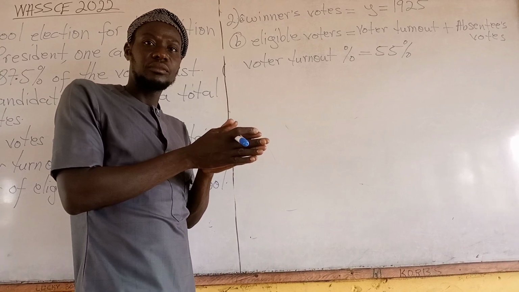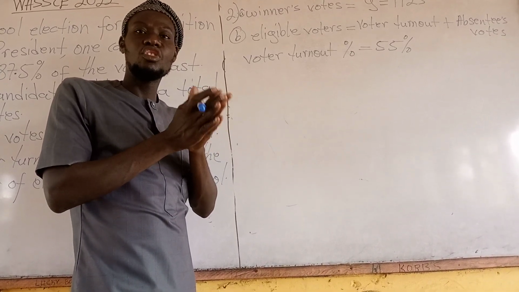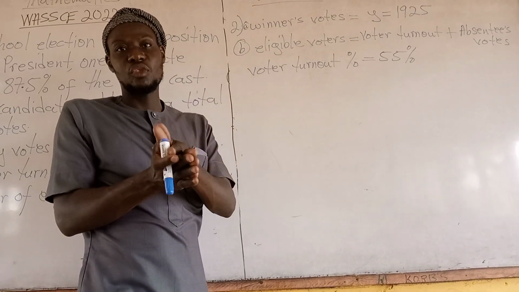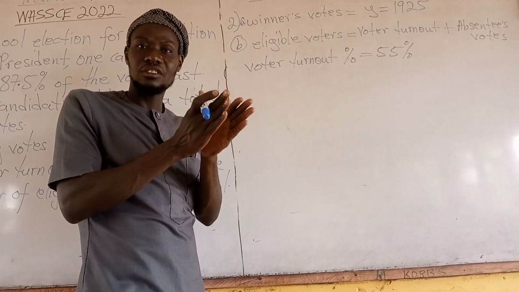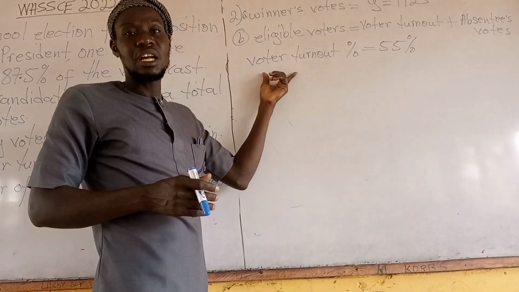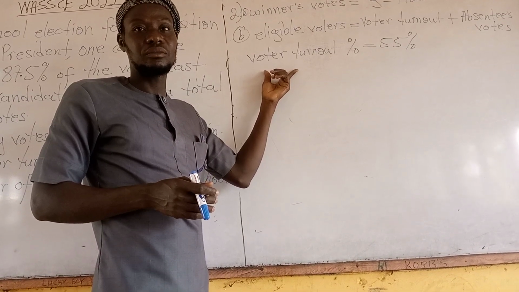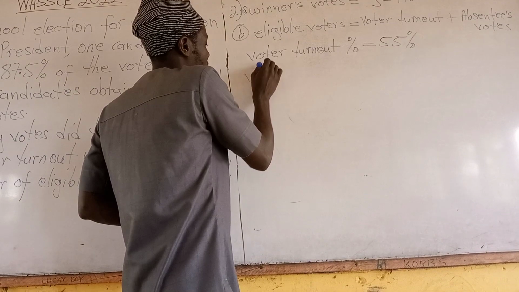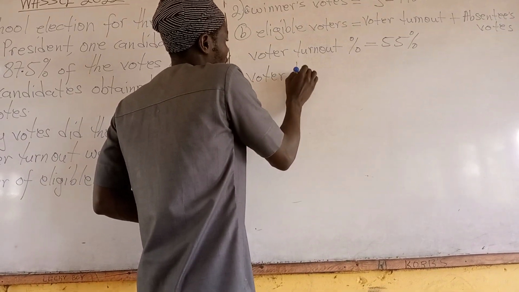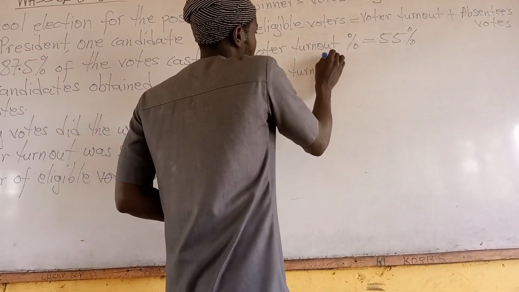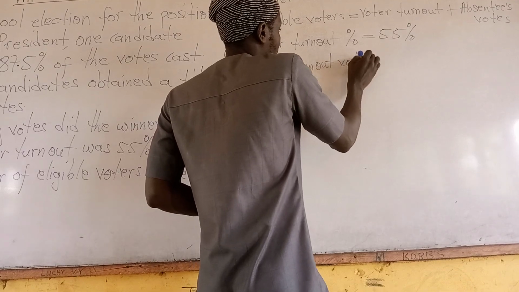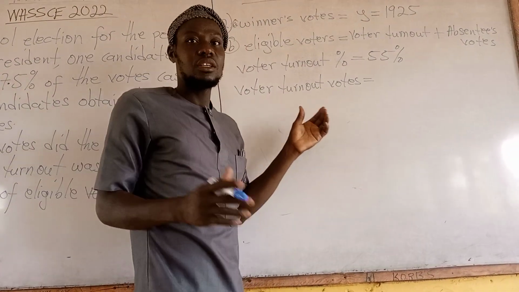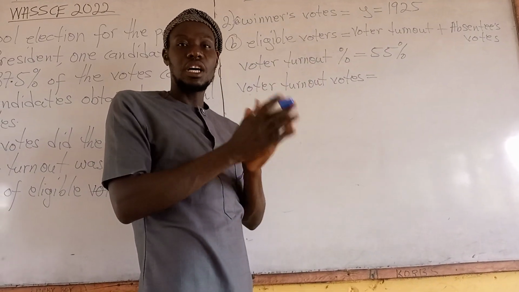And those who came to vote in the election, we know those who voted for the winner and those who didn't vote for the winner. So we add their number to get the number of voter turnout. That is voter turnout votes. So let's check that voter turnout votes will be equal to the votes that those who came casted.